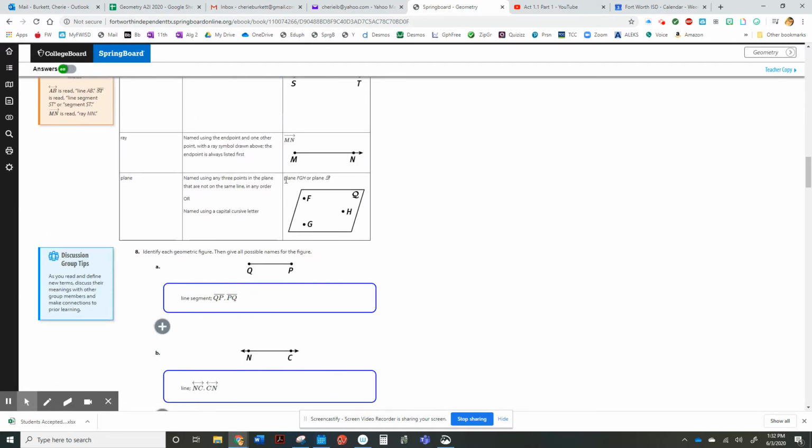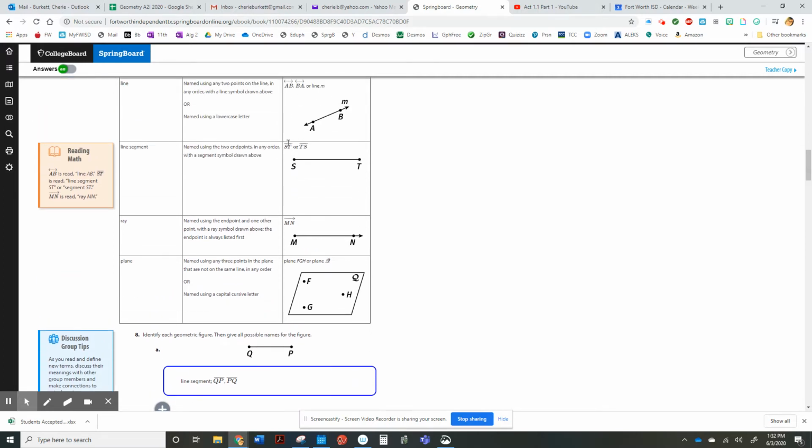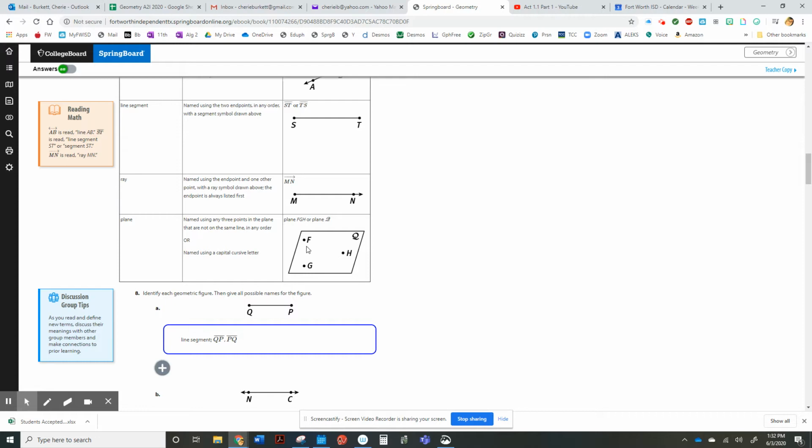there is no symbol. This is the symbol for ray, a line with an arrow on one end. This is the symbol for a line segment, just the little line with nothing on the ends. And then this is the symbol for a line, the little line on top of the letters with arrows on both ends. Those are what I mean by the symbols. Plane doesn't have a symbol. So if you want to talk about a plane, you have to write the word plane, and then you have to have three letters on that plane. So let me show you.